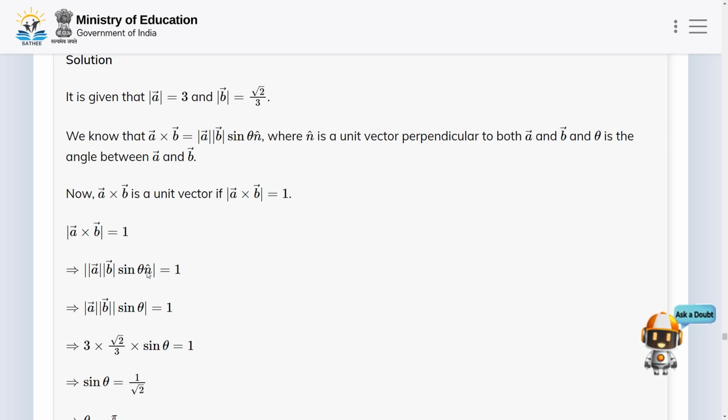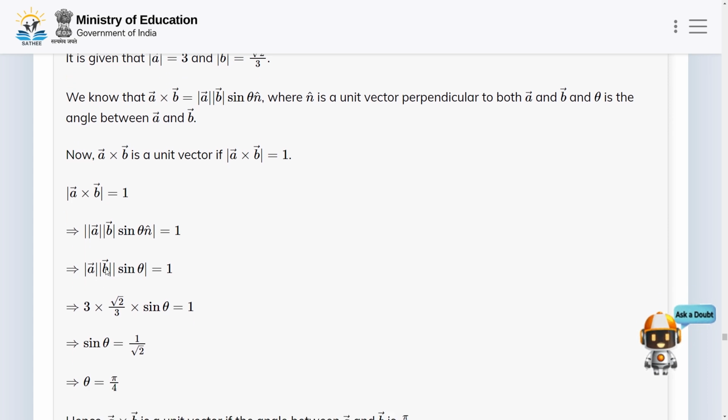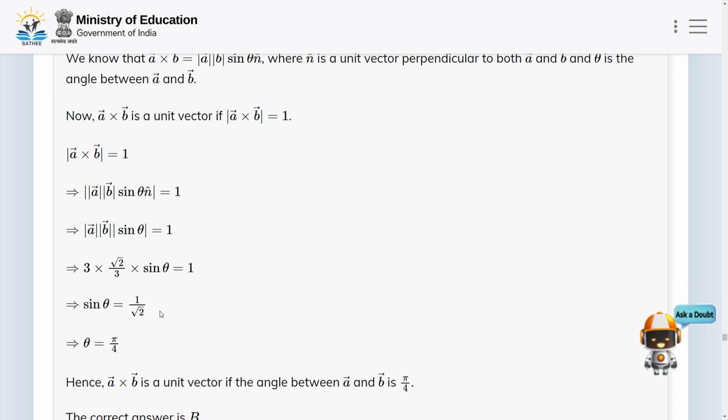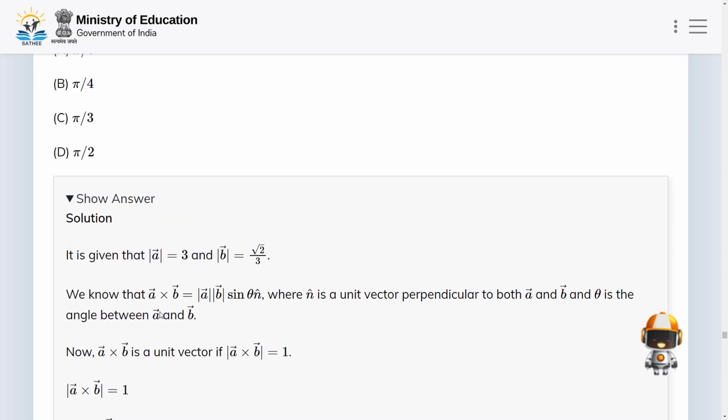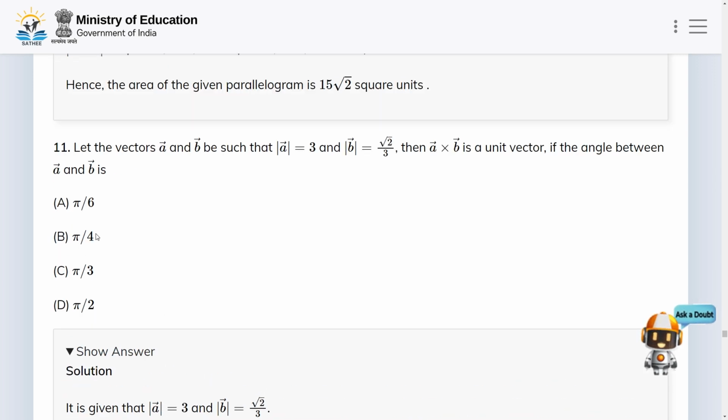As n cap is a unit vector, its magnitude will also be 1. So you can simplify in this form. This is 3, this is root 2 by 3, so 3 can be cancelled. From here you get sine theta is equal to 1 by root 2. For what value of theta is sine theta 1 by root 2? You all know, 45 degrees. In radians, that is pi by 4. So the angle between A and B must be pi by 4. So option B will be your correct option.